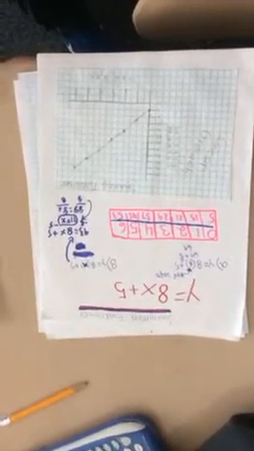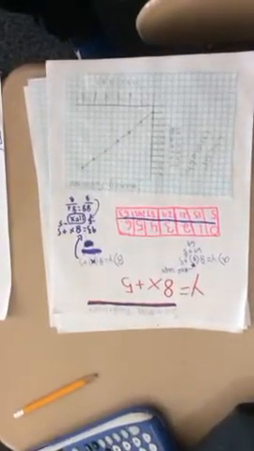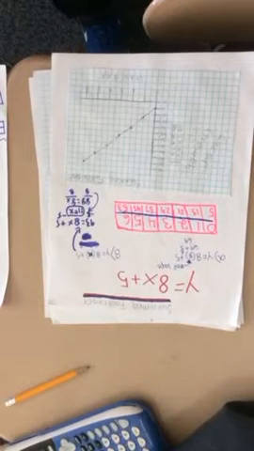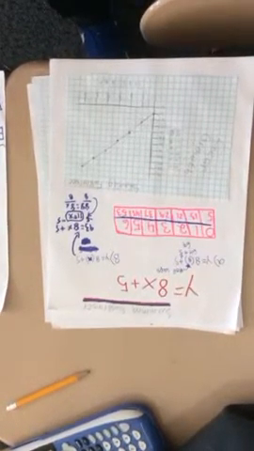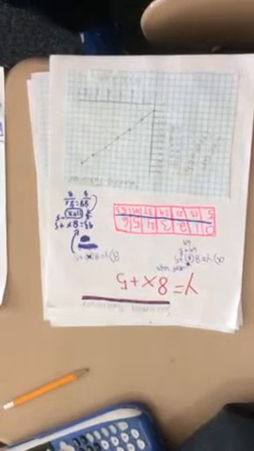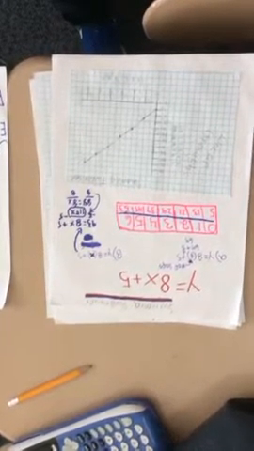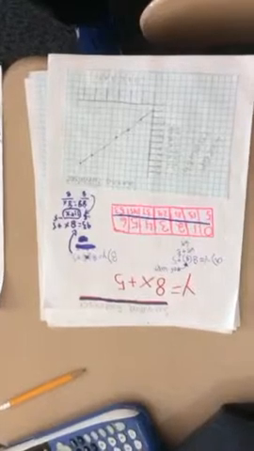For letter A, we rewrote the equation and replaced x with 8, since that's the number of laps he will have swam. So 8 times 8 plus 5, or 8 times 8, that gives us 64, and then we add 5 to it, and then we get 69 for it.